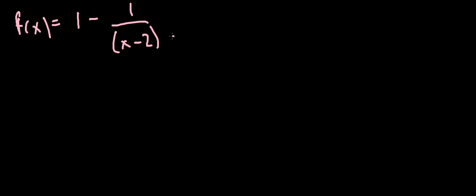We have the equation f of x is equal to 1 minus 1 over (x minus 2) squared. And I want to know what the domain of this function is. So the domain, again, is all real numbers except for the following.